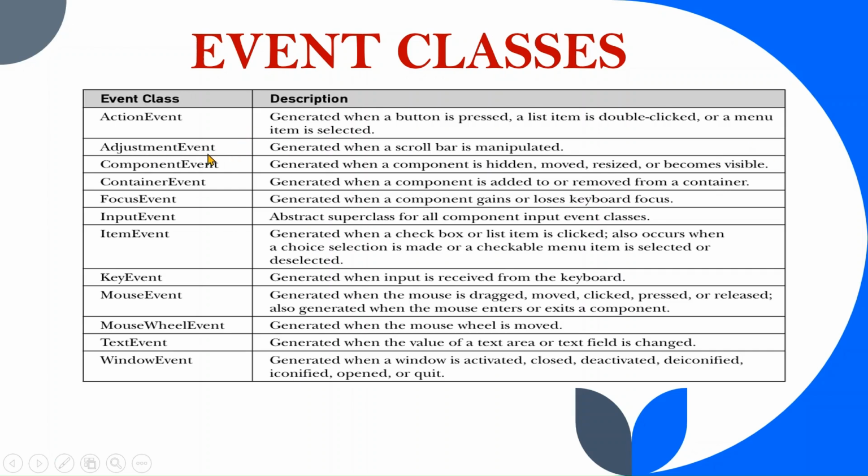Then we have the AdjustmentEvent. This is generated when a scroll bar is manipulated. You have the vertical scroll bar at the right hand side and the horizontal scroll bar at the bottom.